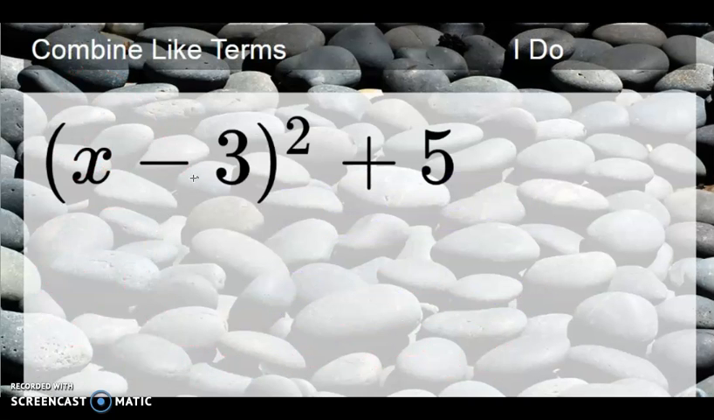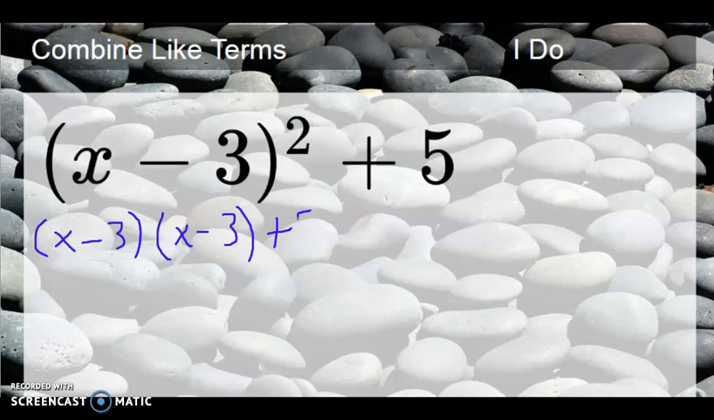Let's combine like terms on this one. We have x minus 3 squared plus 5. This squared means that this factor x minus 3 is repeated twice. So we're going to expand it and write x minus 3 twice. These are being multiplied together, so just like in the previous example, we're going to put x parentheses x minus 3 plus negative 3 parentheses x minus 3 plus 5.